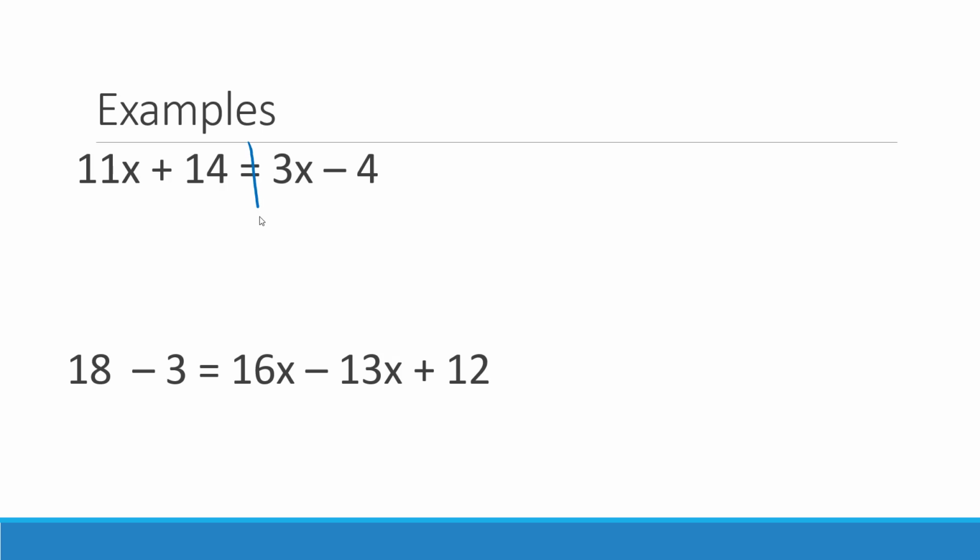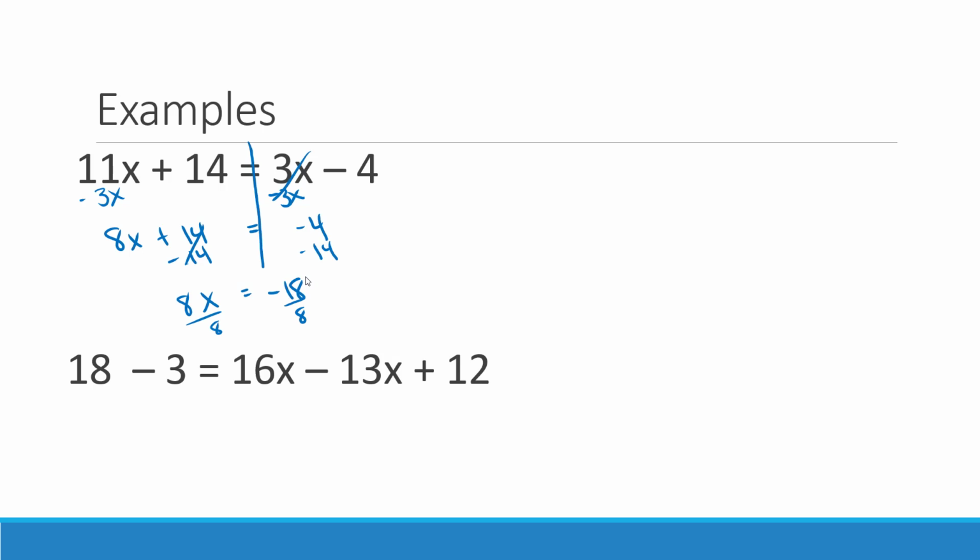I'm going to draw my line here, to separate my two sides. I'm going to move my variables to the left, so I'm going to minus 3x. That gives me 8x plus 14 is equal to negative 4. I'm going to move the 14 over by subtracting it. So I get 8x is equal to negative 18. I'm going to divide both sides by 8.